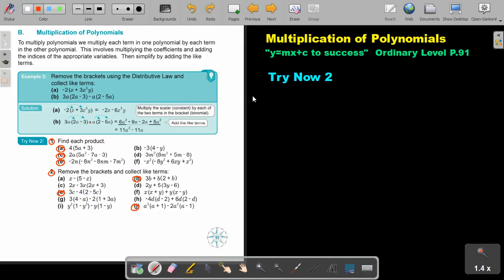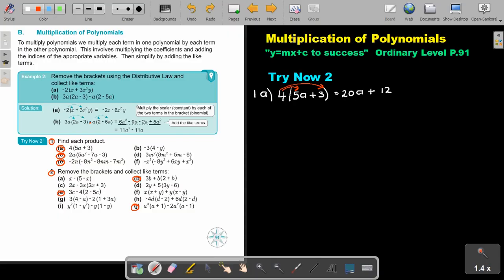Okay, let's start. Number 1a. Let's first write it down. So it's 4 times 5a plus 3. So don't forget what we do. We multiply. So 4 times 5a, that will be 20a. 4 times 3, that will just be 12. And if you look at this, you see, not like terms, just leave it like that.